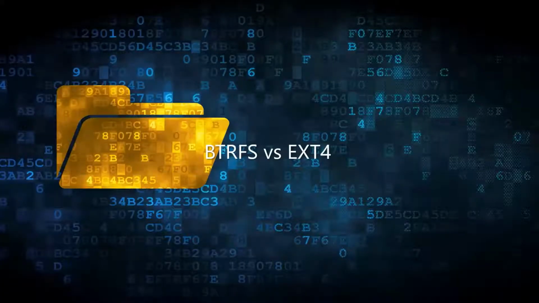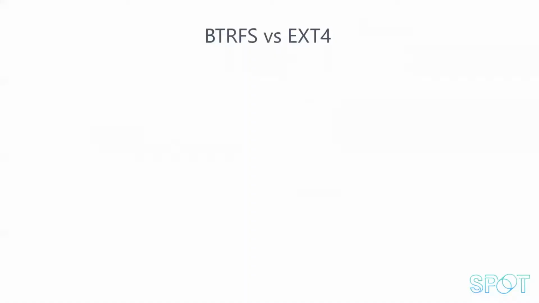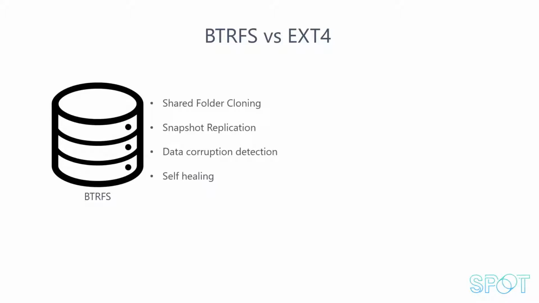So first of all, we're going to dive into two of the file systems which are currently available on a Synology NAS, which are BTRFS and ext4. So first, we're going to be talking about BTRFS. BTRFS's main features are that it features share folder cloning. So it allows you to create a clone of a share folder near instantaneously. It also allows you to utilize our point-in-time backup package, snapshot replication.